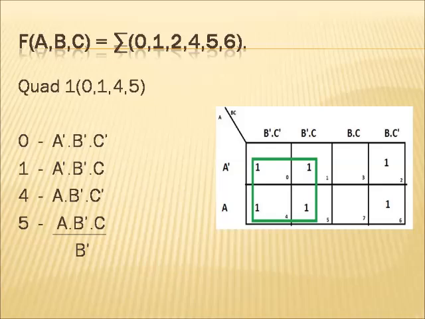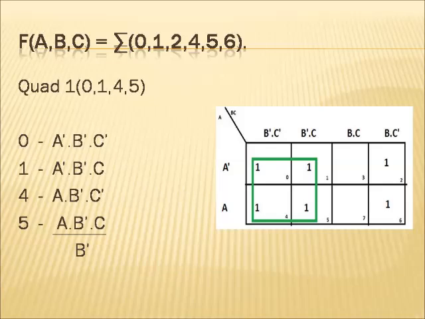I am writing 0. If we represent 0 in terms of the variables, as it is 3 variables, 0 means 3 zeros, which is a bar dot b bar dot c bar. 1 is a bar dot b bar dot c, that is 0, 0, 1. And 4 is 1, 0, 0, which is a dot b bar dot c bar. 5 is a dot b bar dot c, because it is 1, 0, 1.